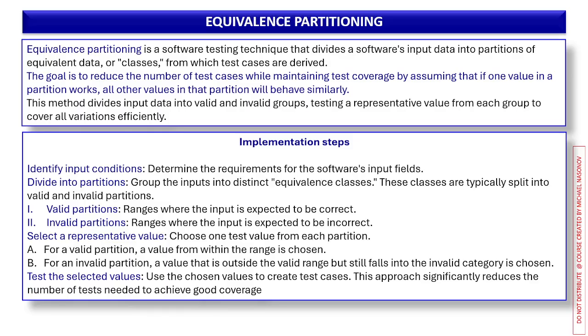Select a representative value. Choose one test value from each partition. A. For a valid partition, a value from within the range is chosen. And B. For an invalid partition, a value that is outside the valid range but still falls into the invalid category is chosen. And finally, test the selected values. Use the chosen values to create test cases. This approach significantly reduces the number of tests needed to achieve good coverage.